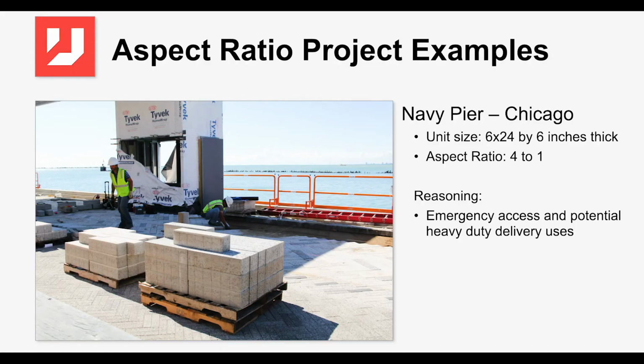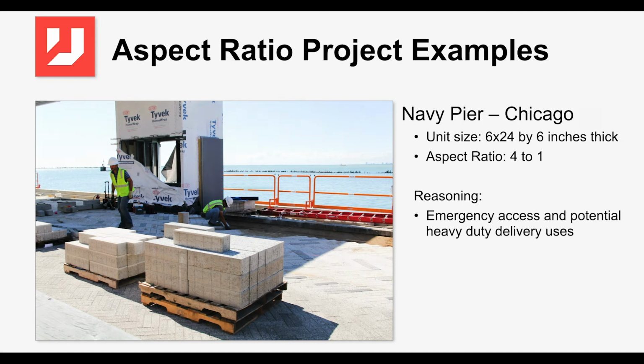The 6x24 paver like this one over here was used out at the Navy Pier. So again, that's a 4:1 aspect ratio. And the reason was, if they have to drive emergency vehicles down the pier, they want to make sure they didn't have any breakage and have to repair this every time they had an ambulance or a delivery truck go down the pier.